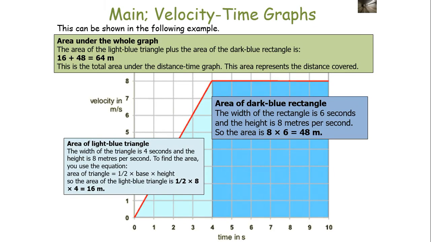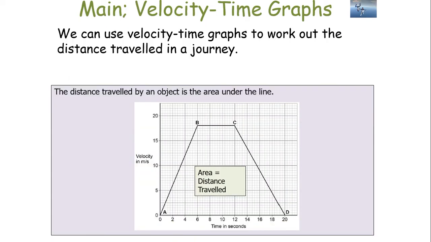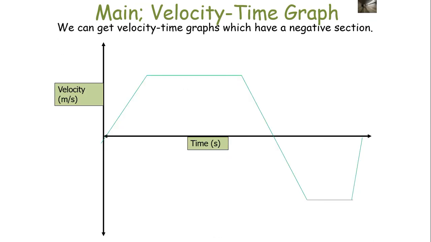So it can again be shown in the following example. So split up your object into rectangles, squares and triangles. Use GCSE maths to work out the area of each shape, then add the total together. So that indicates that we've got to use velocity time graphs to work out the distance travelled by an object.